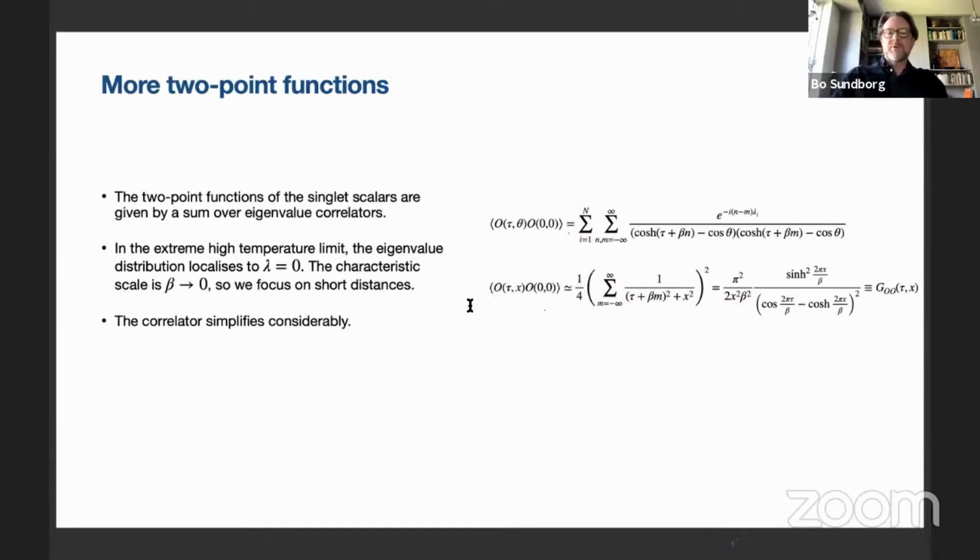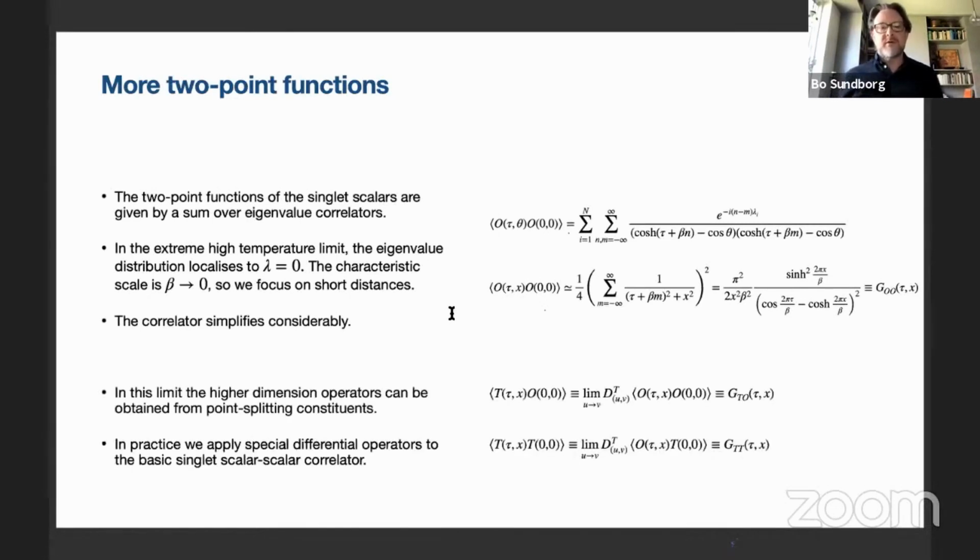It's much simpler. We can also focus on short distances because the characteristic scale in distance goes to 0. Now, the point was to calculate mixed correlators, and they can be obtained in this limit by a trick, which is essentially applying point-split derivatives on one of the operators in an expectation value to get the correlator of here the T operator and the ground state scalar operator.